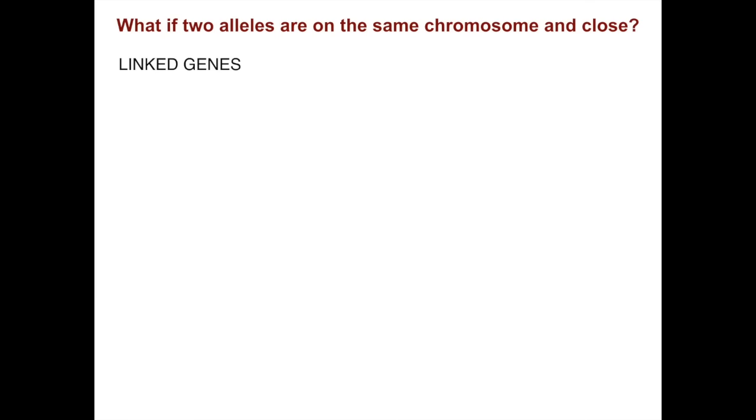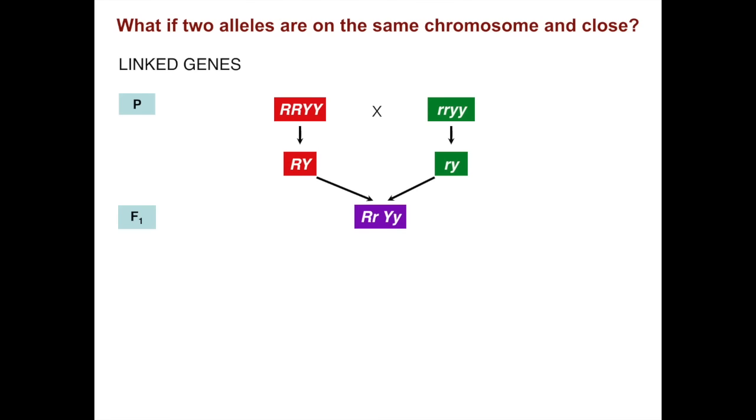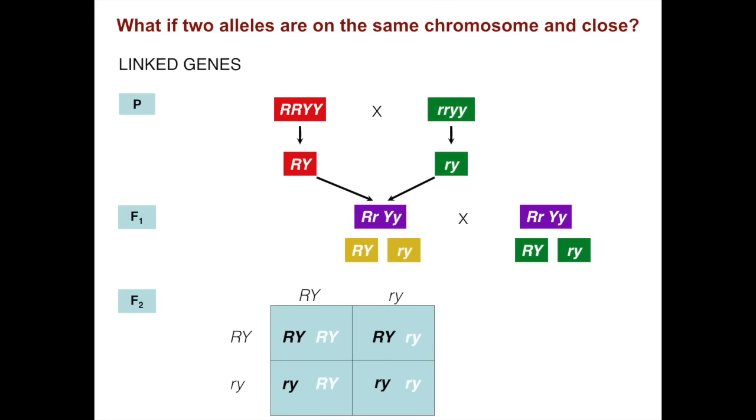So what if two alleles are on the same chromosome and they're close? These are linked genes. We can look at, for example, two genes, R and Y, and we can cross them together in the parental generation, something that's carrying the dominant allele for both and something that's carrying the recessive for both. And they should produce two types of gametes, dominant and recessive. In the F1 generation, you should produce animals that are all heterozygous for these traits. And if you cross them together, you can produce these gametes. And in the F2 generation, if you do the Punnett square, you should get these genotypes.